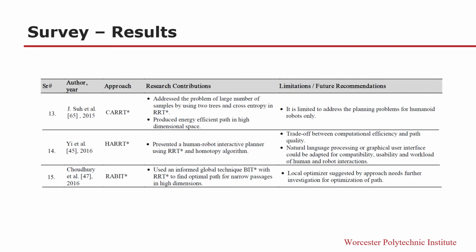An offline cost-aware RRT star was developed for energy-efficient optimal path planning in high-dimensional space for humanoid robot. The approach used two trees to address the dense sampling issue in RRT star. First tree is a standard RRT star tree to determine nearest node for newly sampled point, whereas second tree contains first tree to extend additional long branches.